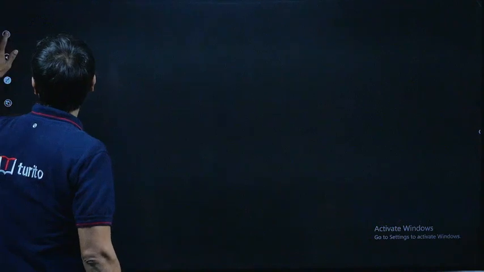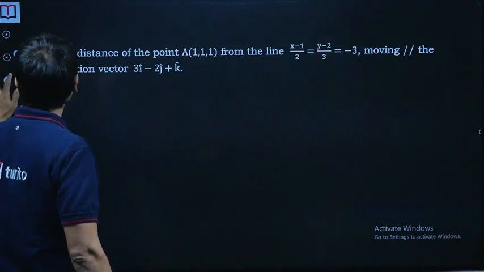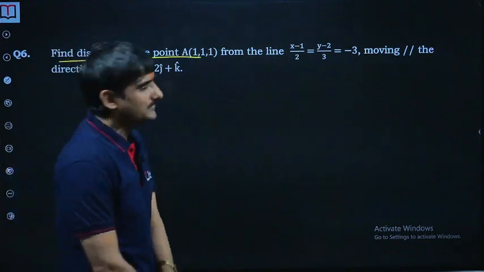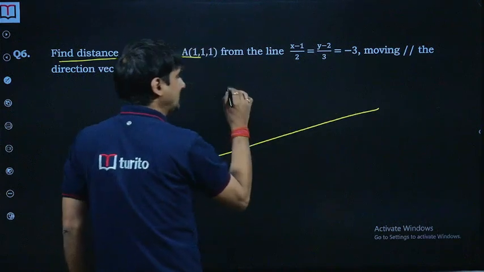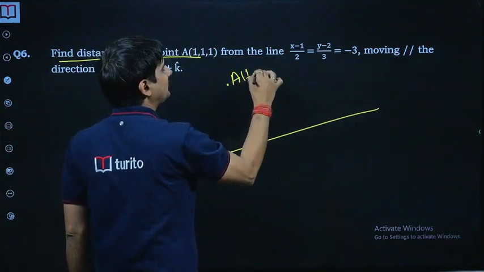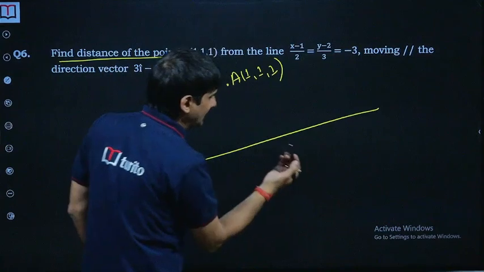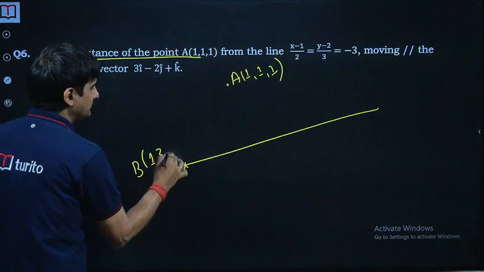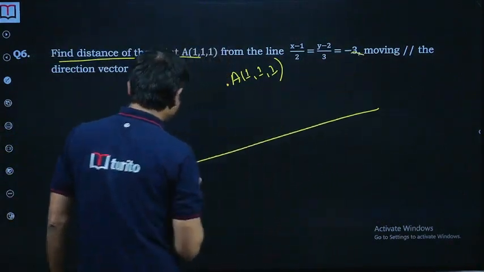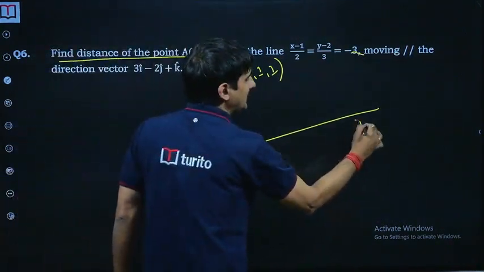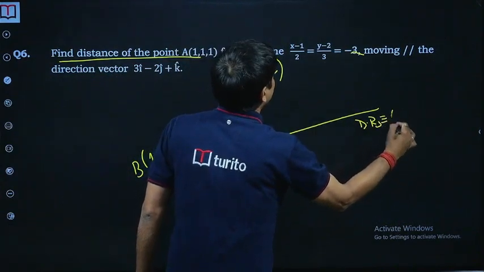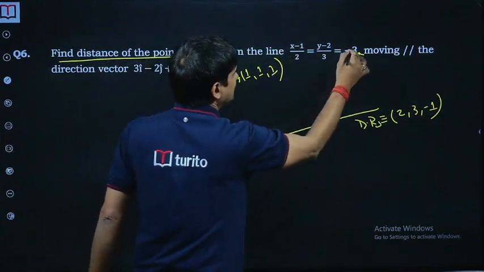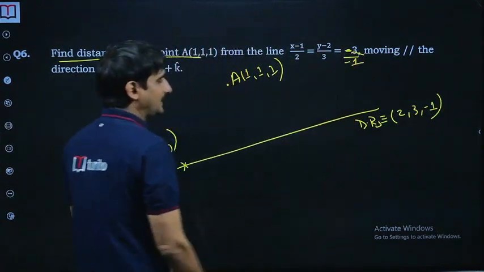Now that was question number 5. Moving to the next question. I believe this one might be really an important one. The distance of a point A, which is 1, 1, 1, from the line, again the line that passes through the fixed point 1, 2, 0, and whose DRs are 2, 3 and minus 1. I'll write it as z over minus 1. Fine.